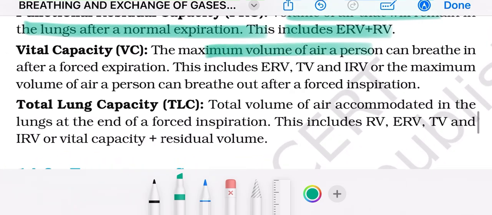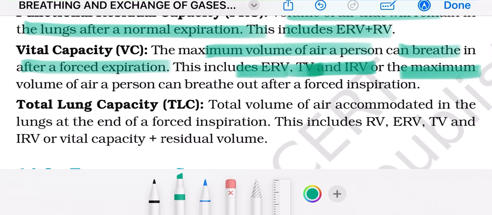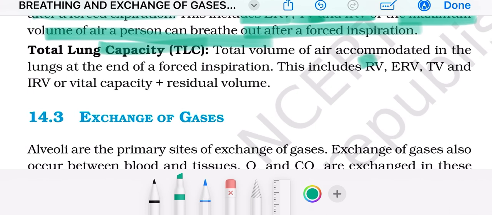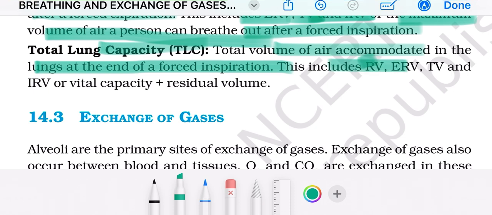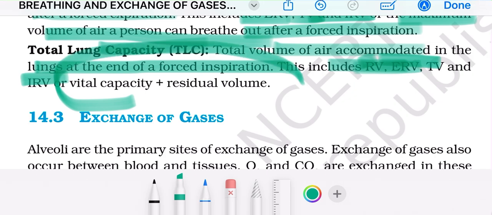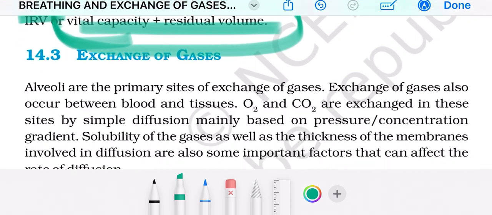Vital capacity: the maximum volume of air a person can breathe in after a forced expiration. This includes expiratory reserve volume, tidal volume, and inspiratory reserve volume, or the maximum volume of air a person can breathe out after a forceful inspiration. Okay. Total lung capacity: the total volume of air accommodated in the lungs at the end of a forced inspiration. This includes residual volume, expiratory reserve volume, tidal volume, and inspiratory reserve volume, or simply it is vital capacity plus residual volume.